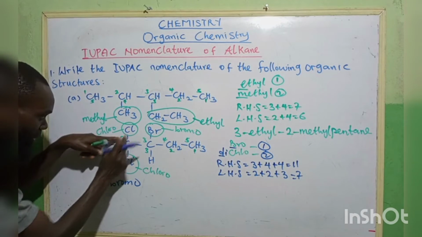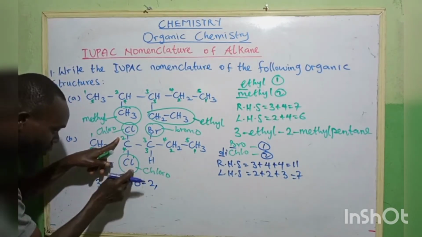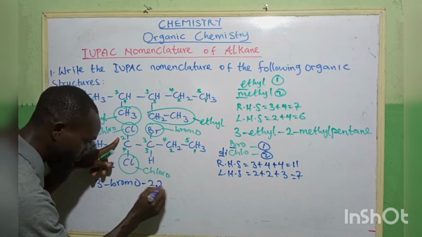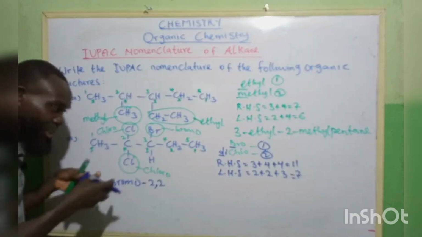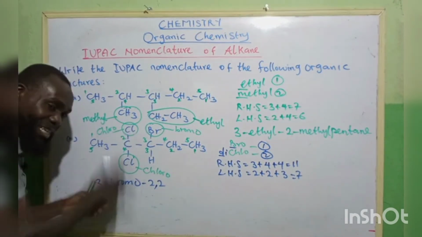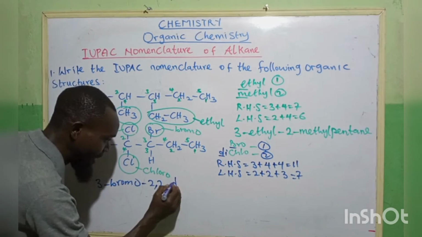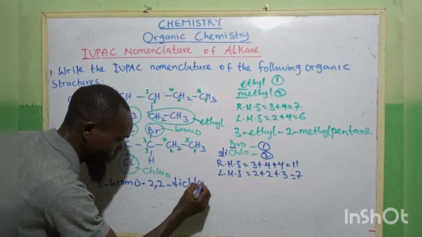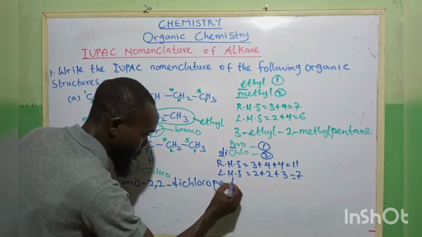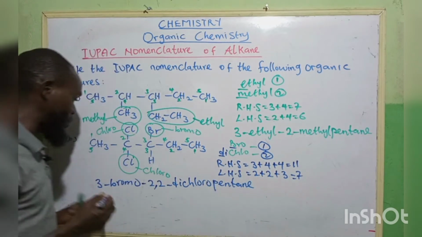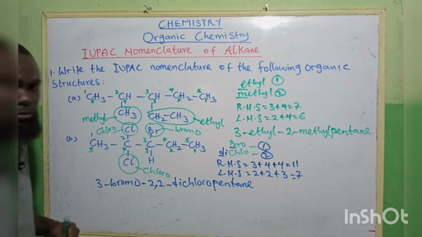1, 2. This chlorine is on the second carbon. The second one, the second carbon. So 2, 2, meaning 2 chlorine are on the same carbon. That is 2, 2. Because they are the same, the same chlorine, we use the word di for them. Dichloro. So the longest name is 5, which is what? Pentane. So we have 3 bromo, 2, 2 dichloropentane.